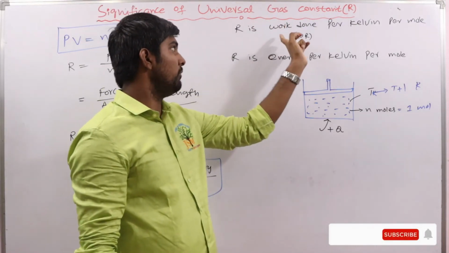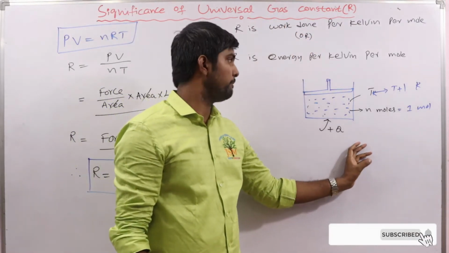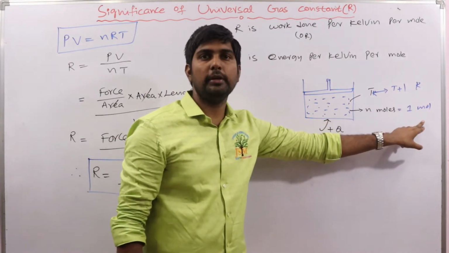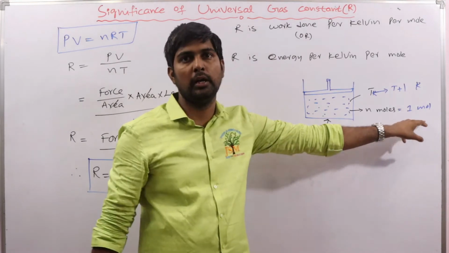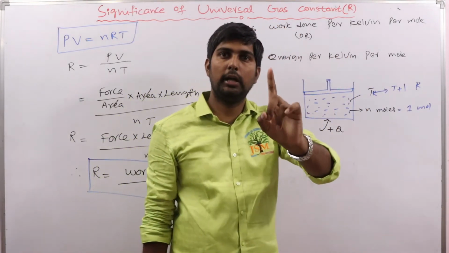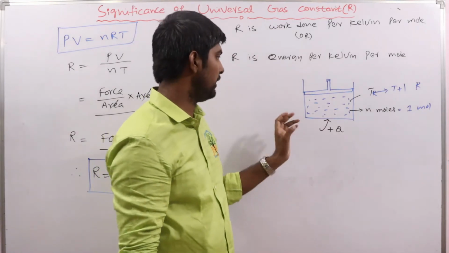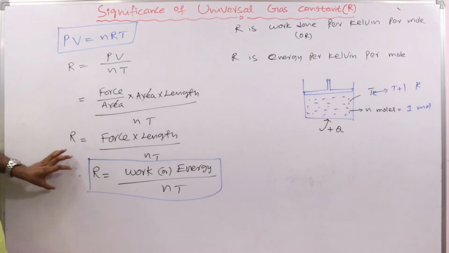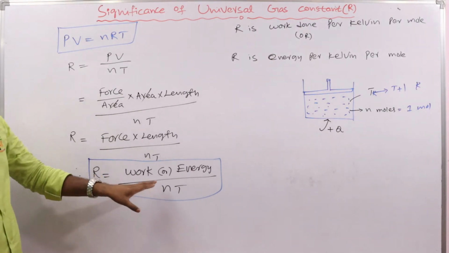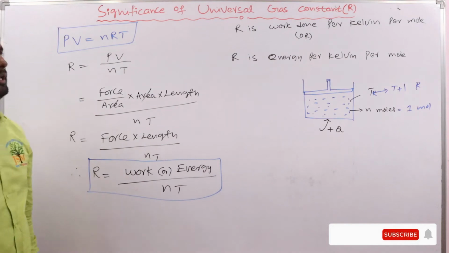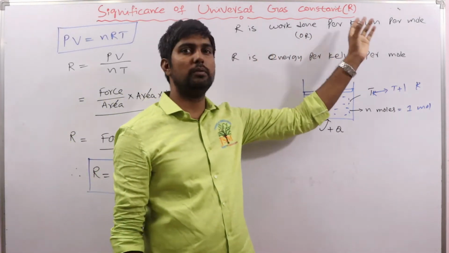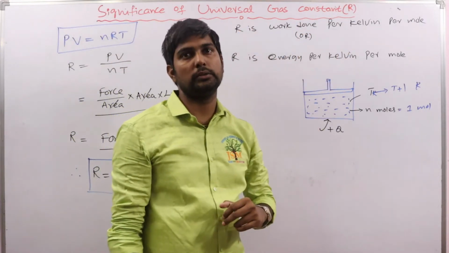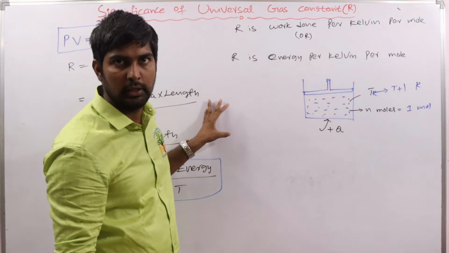So work done by the gas per Kelvin rise in the temperature per mole of a system. Here we are taking a gas. So what is R? Work done per Kelvin per mole. So the expression for R is work by N into T, or energy by N into T. This is the definition for the universal gas constant. It is also considered as the molar gas constant.